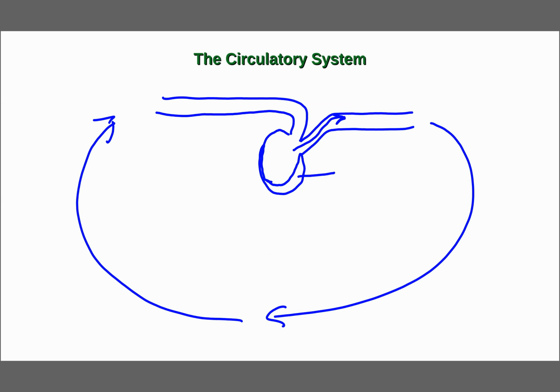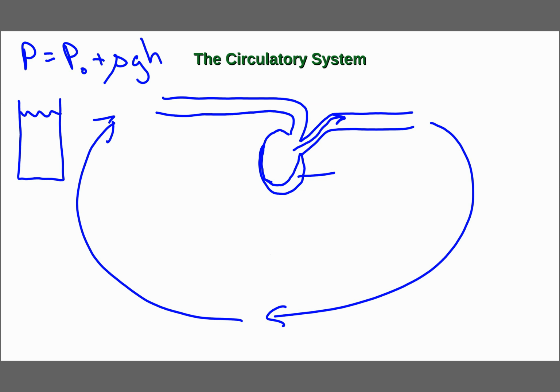Remember our pressure equation, P equals P naught plus rho g h. And that was for a fluid like this. Now, remember P naught is pushing down on the top here. If we change P naught, we change the pressure everywhere in the fluid at the same time. The same thing happens with the heart here. As it pushes liquid out this way, it changes the pressure everywhere in the body. It moves fluid all throughout the body, and it pushes blood into the other side of the heart, okay?